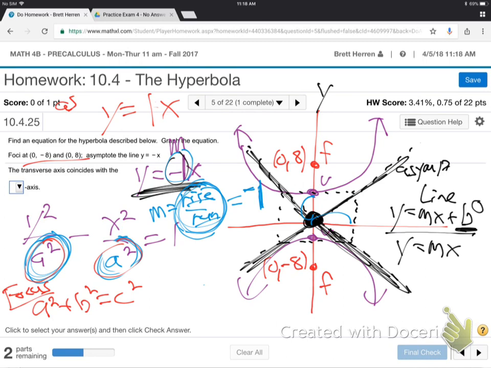Okay, so here's the focus. So what? Well, that means this is A squared plus A squared. Remember how I determined that A and B are the same? That'll help me solve this thing. I can't have them different. Okay, now what's C? What is C?